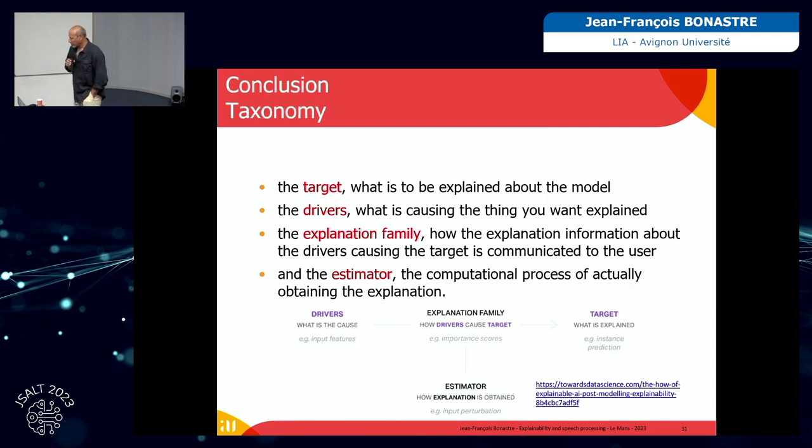Before going to the conclusion of this first part, I will present a taxonomy, very interesting according to me, which tries to identify the main elements of explainability. So what you want is the explanation family. The explanation family tries to explain the decision, so how the physical element, the input element, causes one fact, which is the target. The target is the part of the decision you want to explain. So you have first to define the explanation family.